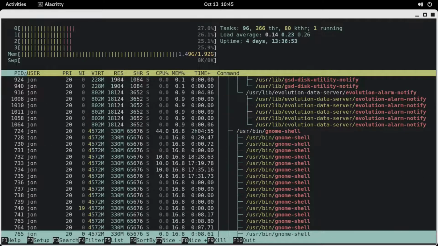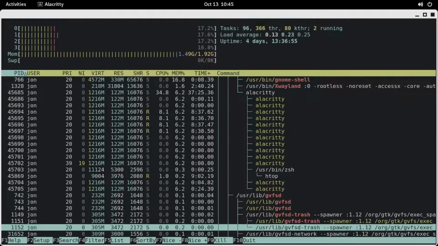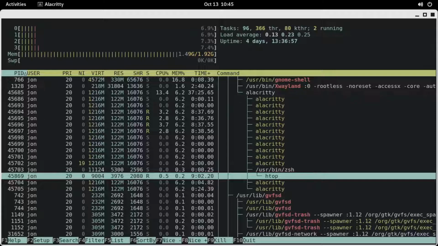But htop would be here. So this is the current process I'm using. Its other columns here, this S column is the state it's in. R means it's running. So it's running because I can display myself. Oh, and everything else is sleeping.